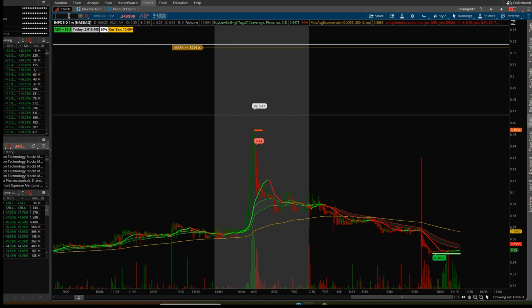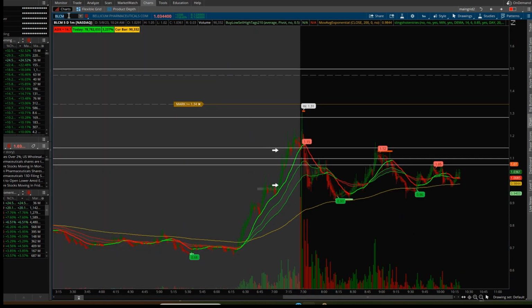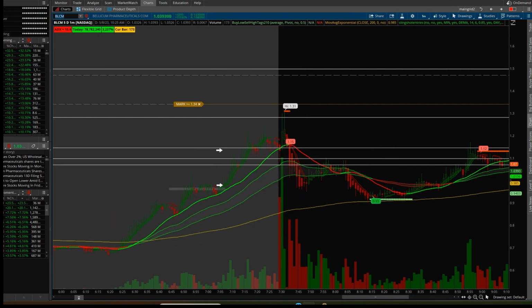The next one was BLCM. Posted this at around 7:15 this morning, which was right here. It was right at a target, and it was sort of dealing with this previous high. I mean, you could scalp to the previous high, but here it started to get right at opening bell.